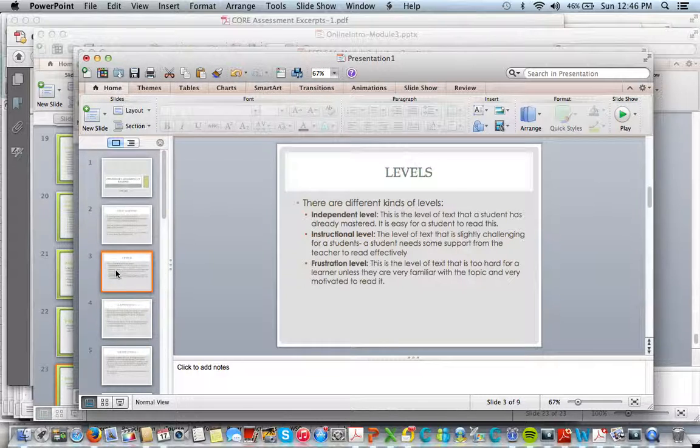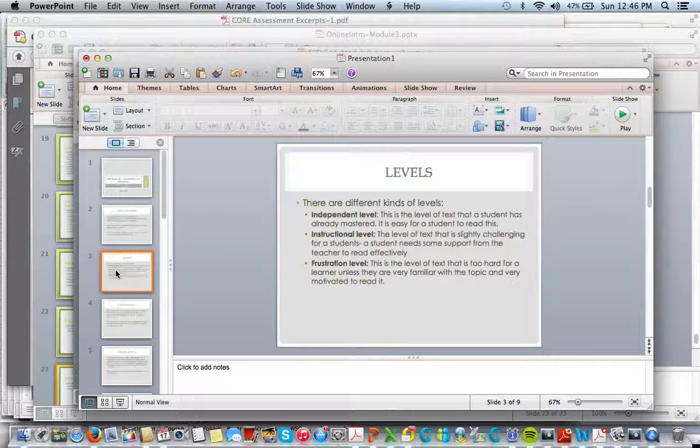Then the instructional level is a level that is slightly challenging for your student. So you would say, like, for the student we just talked about, maybe kindergarten is their independent level, and maybe a first grade level text is their instructional level, so they can handle it with some support. So it's a level that's slightly challenging for students, but they can handle it with some support from the teacher.